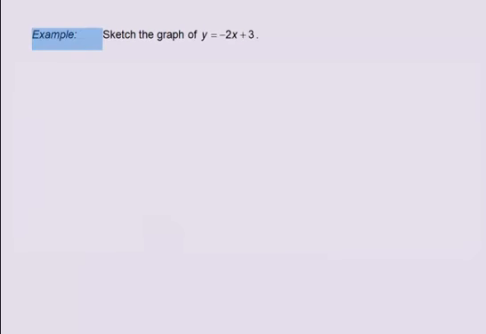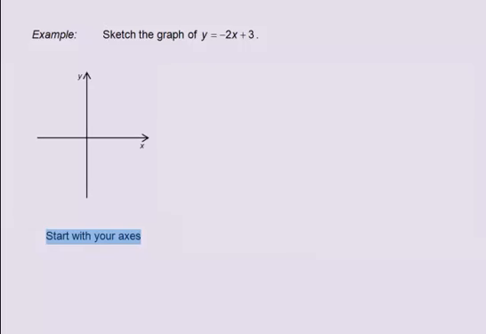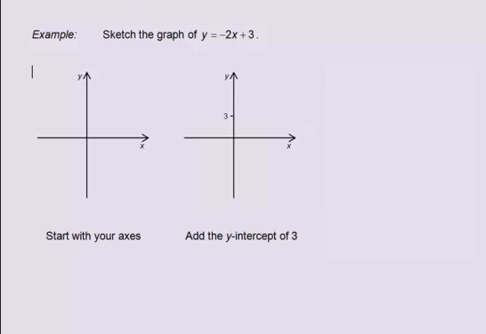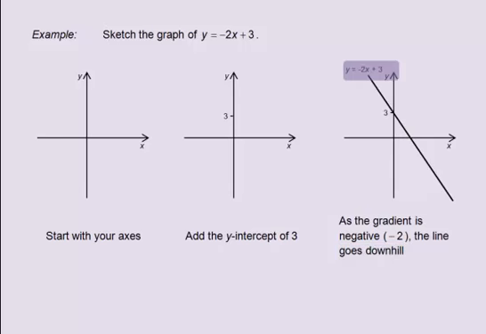Example: sketch the graph of y equals -2x plus 3. Start with your axes, labelled x and y. Add the y-intercept of 3. As the gradient is negative, -2, the line goes downhill. Label as y equals -2x plus 3.